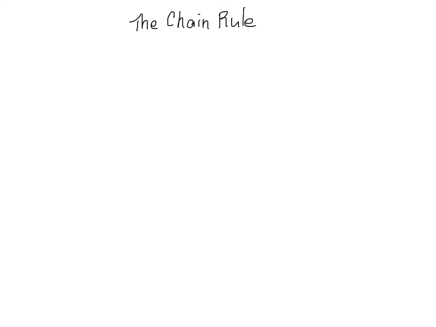In this video, we'll be talking about the chain rule. The chain rule is a rule that's used to differentiate a function that has another function within it, otherwise known as a composite function. So for example, if we had to differentiate y equals 2 times (3x plus 4) raised to the third power, we would have to use the chain rule.